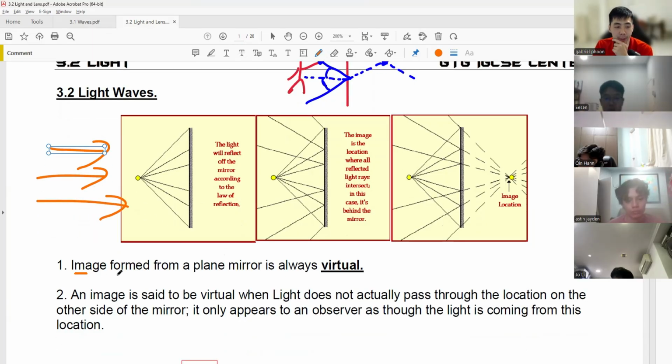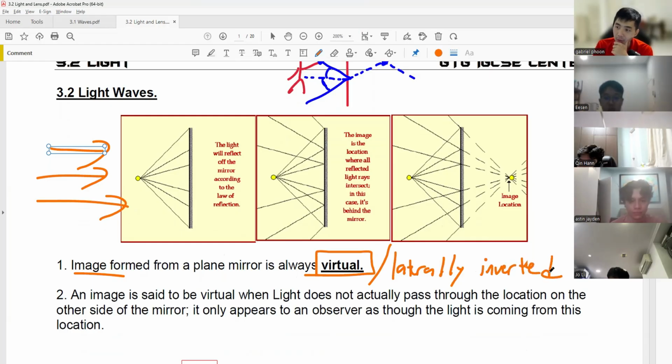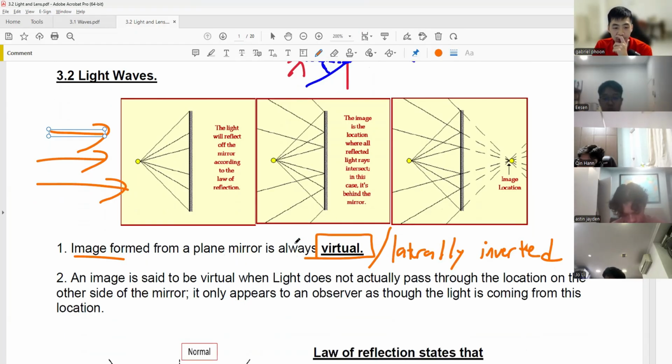Anyways, the image formed from the mirror is always going to be virtual, because it is essentially formed by virtual light. Then it must be virtual, and must also be laterally inverted. And everything else is not important.